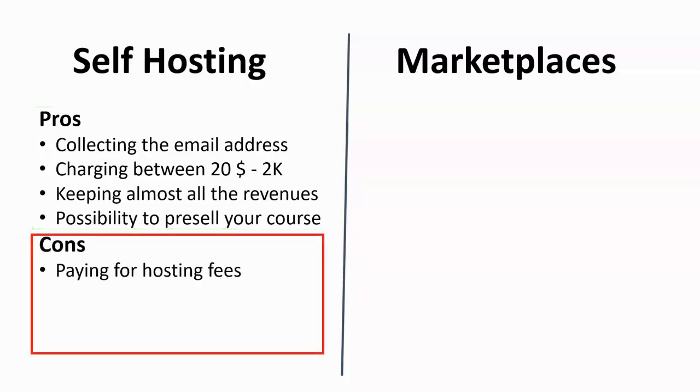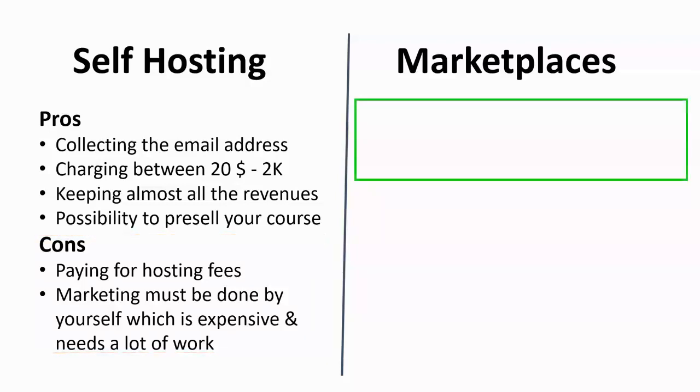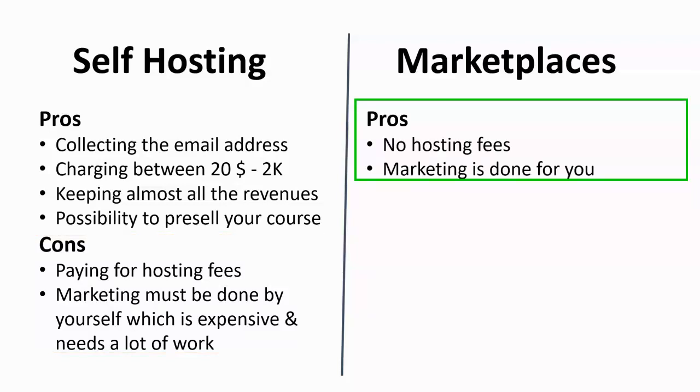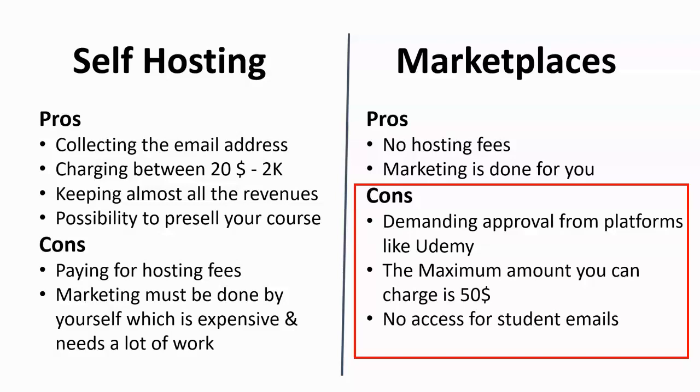While cons are paying for hosting fees, marketing must be done by yourself, which is expensive and needs a lot of work. Pros for marketplaces: no hosting fees, marketing is done for you. While cons are approval process can require a lot of changes on the material from platforms like Udemy. The maximum amount you can charge is $50, depending on the platform. This means for some instructions the value is much lower than it should be. No access for student emails. They keep around 50% of sales.